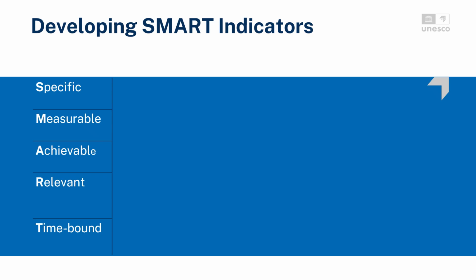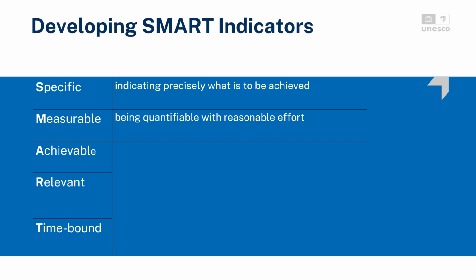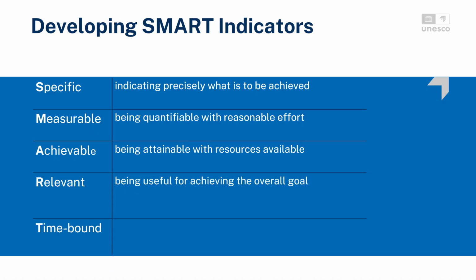Indicators should be SMART, meaning they should be specific, indicating precisely what is to be achieved, measurable, being easily quantifiable, achievable, attainable with the resources available, relevant, useful to achieve the overall goal, and time-bound, contained to a certain time frame.